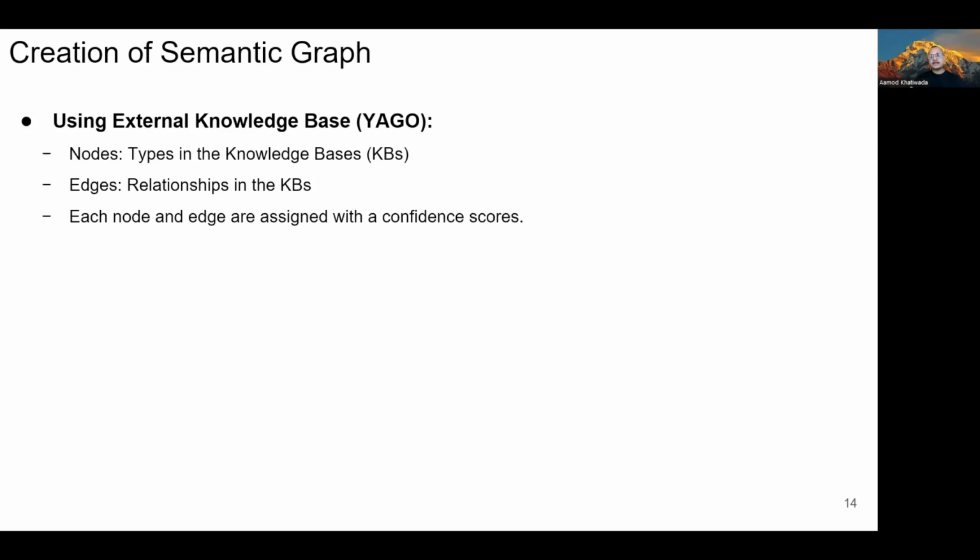To annotate the nodes and edges of these semantic graphs, we make use of an external knowledge base. In our experiments, we use Yago, but SANTOS can be implemented using any other general or domain-specific knowledge bases. We annotate the nodes with the types and edges with the relationship between the entities in the knowledge base. We also assign each node and edge a confidence score. Please visit our paper for more technical and implementation details.